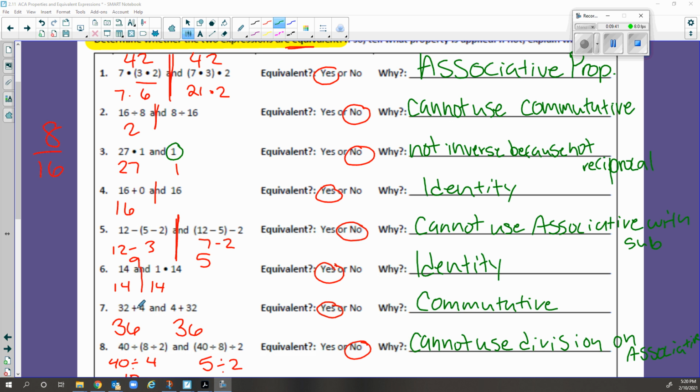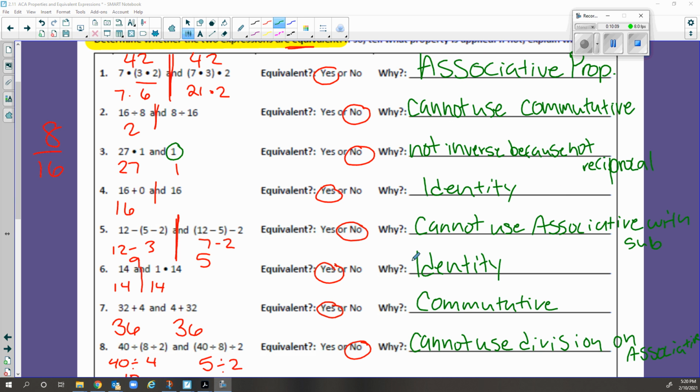Number 7. So we take 32 plus 4 and 4 plus 32. They both equal 36, and they are equivalent. And I think it's because of the commutative property. And then last but not least, number 8, it looks like it was trying to do what we were doing on number 1, except this time they're not going to be equivalent, because the associative property is not going to be able to be used on division.